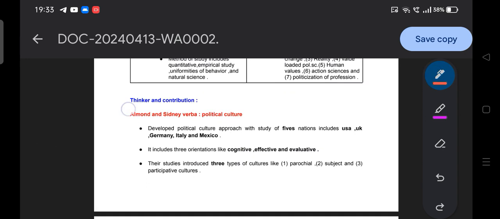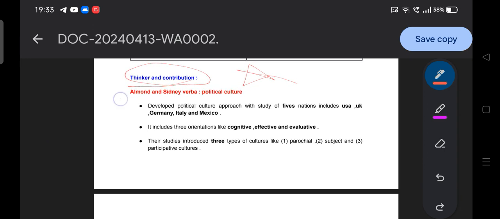Then moving to the thinkers and contribution. We will discuss a few thinkers and their contributions. First we will see Almond and Sidney Verba, the political culture. They developed the political culture approach with the study of five nations including USA, UK, Germany, Italy, Mexico. So these five nations were comparatively studied by Almond and Sidney Verba.